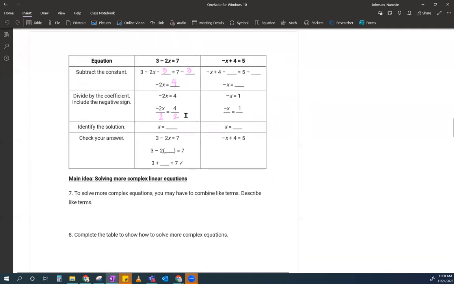So here we're going to keep that 2 as being negative, mostly because I want to make this a 1. And the only thing I could divide negative 2 by and get 1 is negative 2. So negative 2 divided by negative 2 is 1. And 4 divided by negative 2 is negative 2. So I think my answer is negative 2. Of course, you're going to check your answer. So I'm going to plop negative 2 into there. Negative 2 times negative 2 is 4. 3 plus 4 is 7.